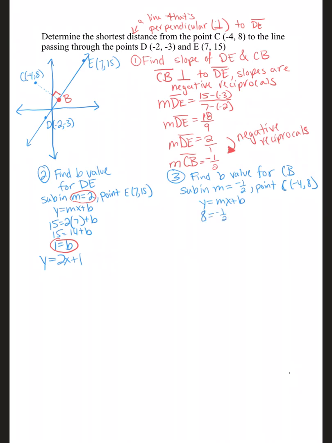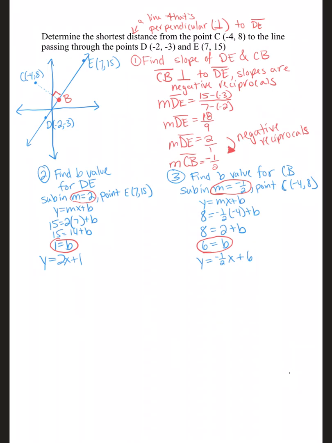Okay, I'm going to substitute my slope of negative 1/2 in, my x of negative 4. So a negative 1/2 times a negative 4 is a positive 2. And then I'll move that 2 over to the other side by subtracting. So I'll get that my b value, or my y-intercept, is 6. I know my slope is negative 1/2, so I can write the equation of this line as y equals negative 1/2 x plus 6.